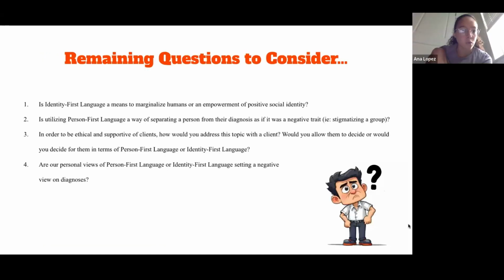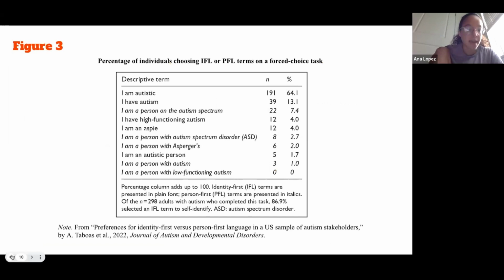Bridget, do you mind going back one slide before the one you just previously did? Yeah. All right, so this figure is from Tabois's 2022. It kind of describes the terms chosen by autistic adults on a forced choice task in a language preference survey. And as you can see, the first 2 terms took up 77.2% of the participant terms for preference. And both of these terms were IFL terms, such as I am autistic and I have autism.